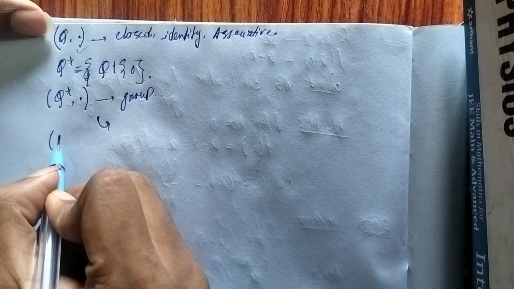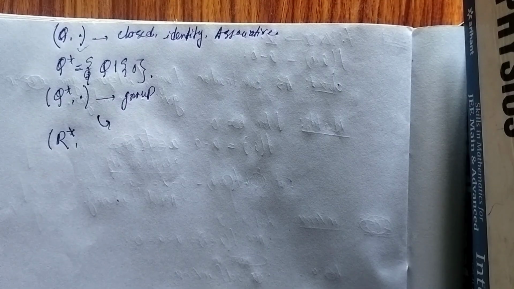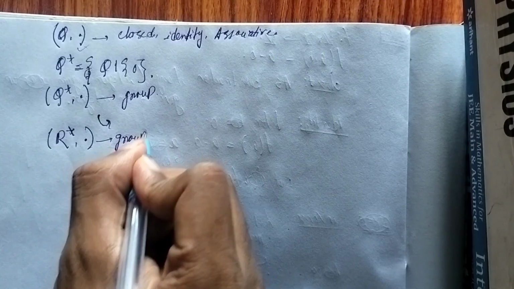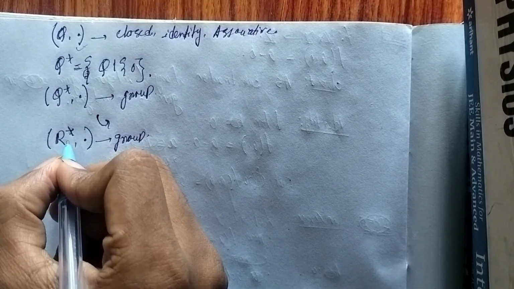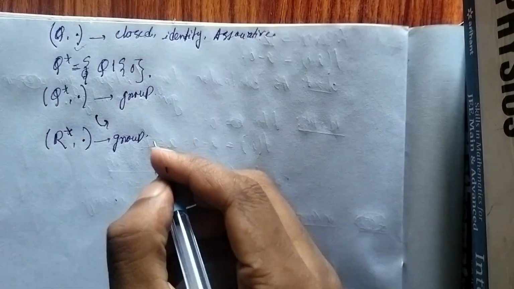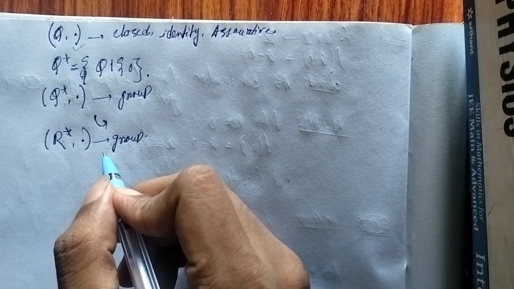Similarly, R star, which means we keep all the elements and just delete the 0 from R, under multiplication is again a group. But if we include 0 in R, then it is not a group. That means R is not a group under multiplication. I think you will be able to check them by yourself. So these are the examples that I wanted to tell you.